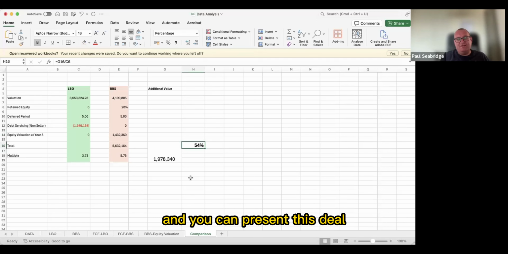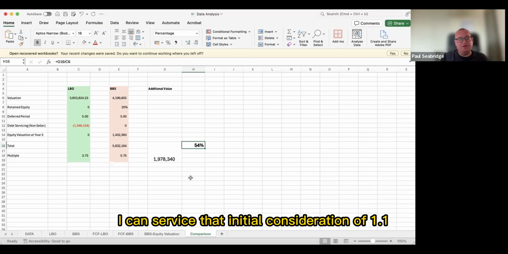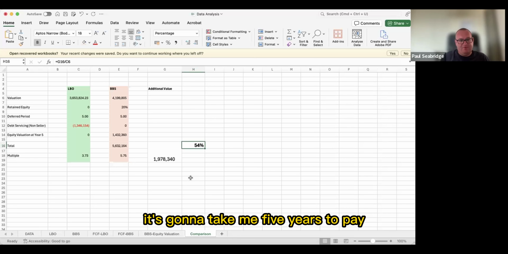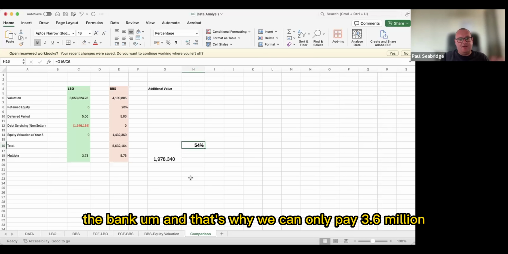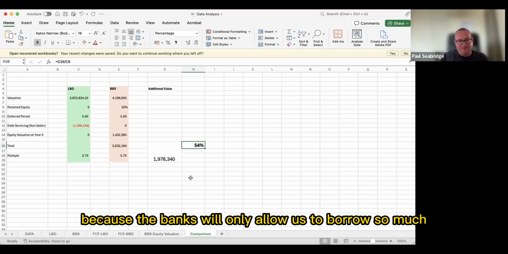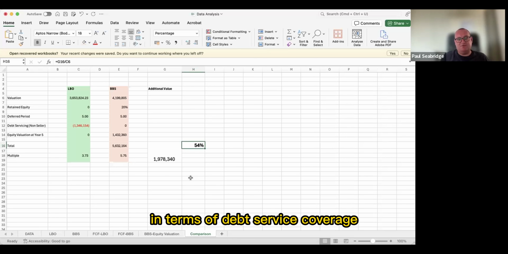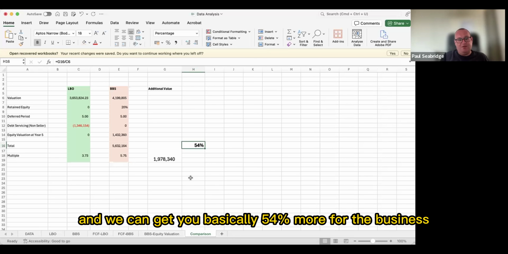And you can present this deal, and you can actually present both things. You can explain, we can do an LBO. I can service that initial consideration of 1.1. It's going to take me 5 years to pay, and you're going to have to sit behind the bank. And that's why we can only pay 3.6 million for the business, because the banks will only allow us to borrow so much and stress the business in terms of debt service coverage. But if you're willing to play the role of the bank, we can get you basically 54% more for the business.